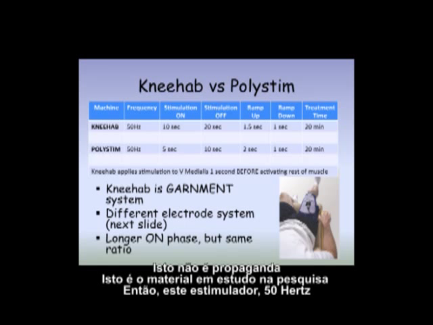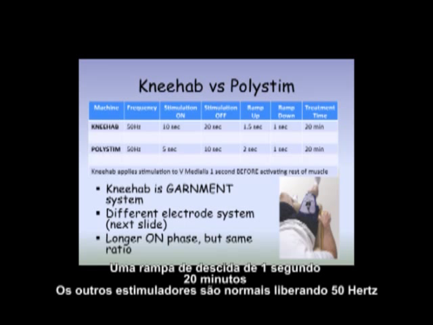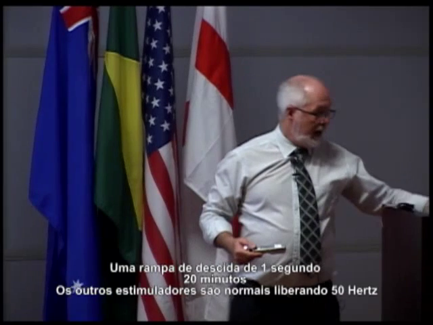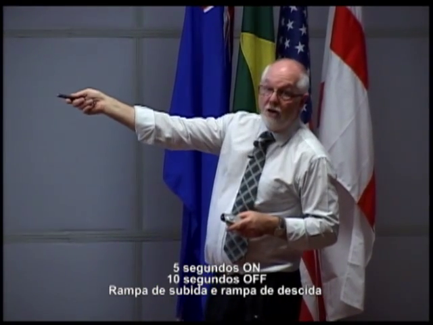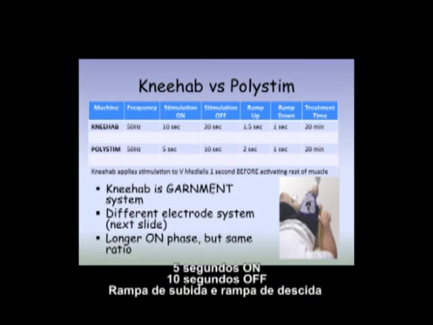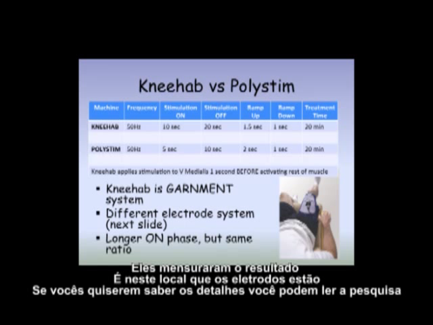All right? So the NEHAB, this stimulator: 50 hertz, 10 seconds on, 20 seconds off, 1.5 seconds ramp up, 1 second ramp down, 20 minutes. The other stim is a normal stimulator, and it delivers 50 hertz, 5 seconds on, 10 seconds off, ramp up, ramp down, 20 minutes. But remember, this is 20 minutes 3 times a day. And they measure the outcome.